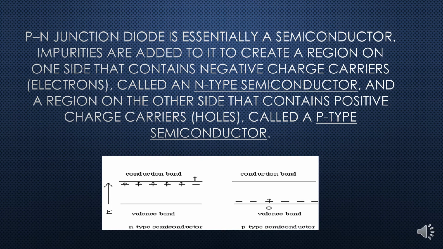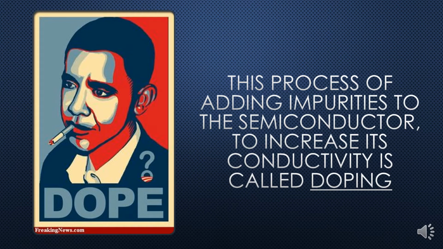Impurities are added to it to create a region on one side that contains negative charge carriers, electrons, called an N-type semiconductor, and a region on the other side that contains positive charge carriers, holes, called a P-type semiconductor. Dope, as in? This process of adding impurities to the semiconductors is to increase its conductivity and it is called doping.